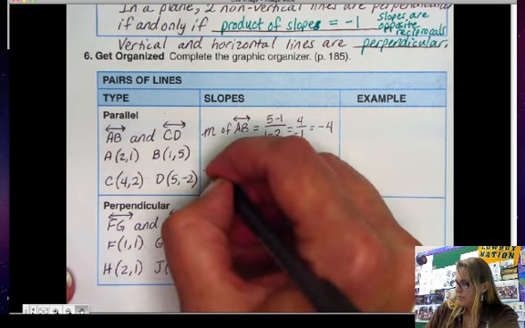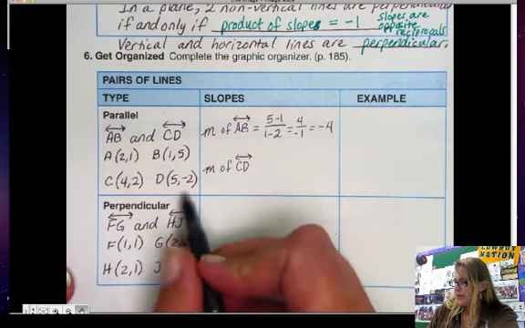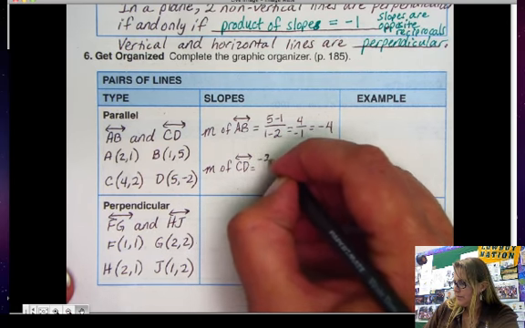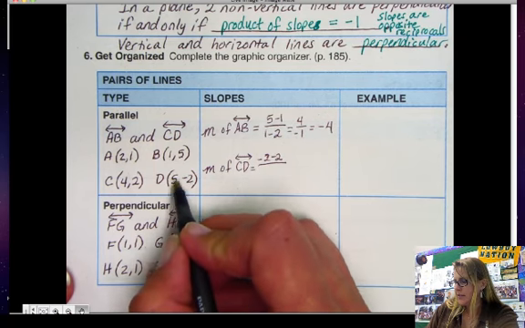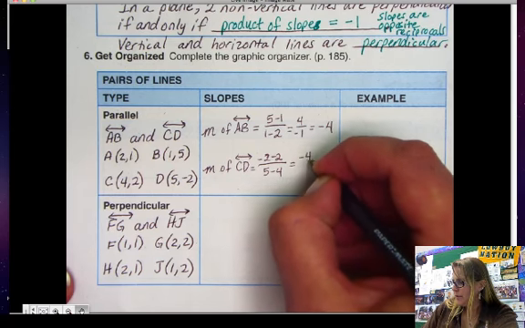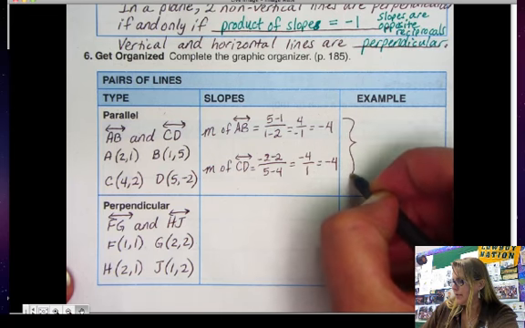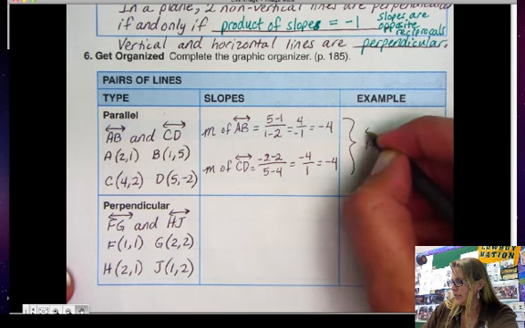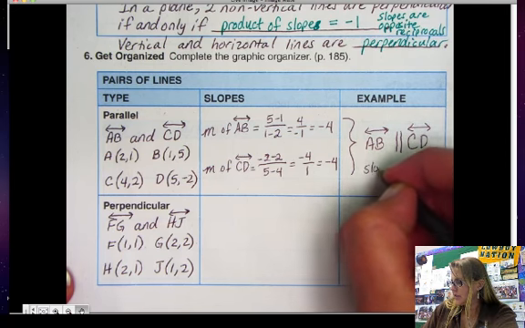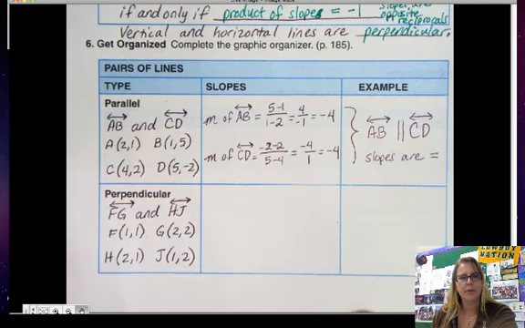So let's see if the other one also equals -4. So we're finding the slope M of line CD. So we're going to subtract the y's, so -2 minus 2, over, subtract the x's, 5 minus 4. So that equals -4 over +1, which still equals -4. So as you can see by this example, AB is indeed parallel to CD because their slopes are equal to each other.